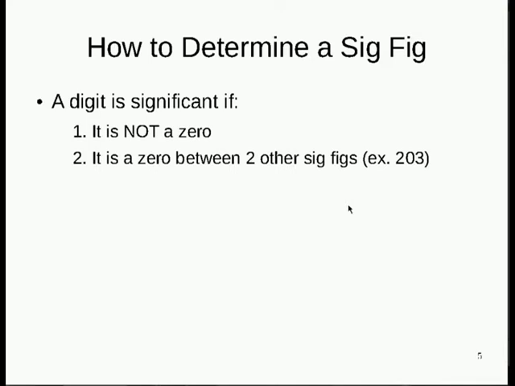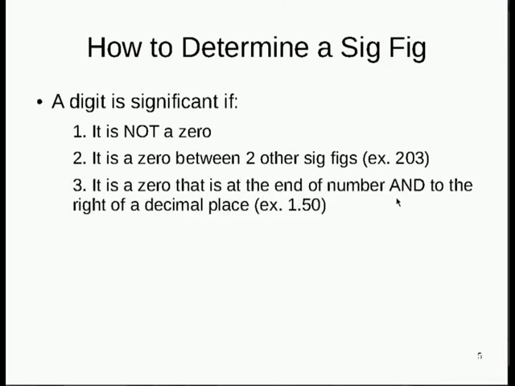A digit is significant if it is a 0 between 2 other sig figs. Okay, so 203. 2 and 3 are obviously significant. The 0 is also significant here because it's between 2 others. What this 0 is telling me is that I actually measured this, let's say, and the tens place happens to be a 0 value. Okay?